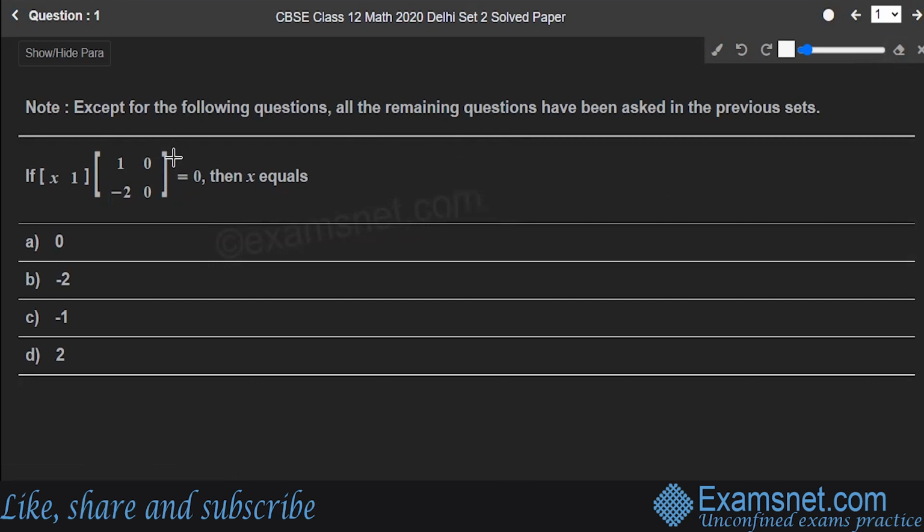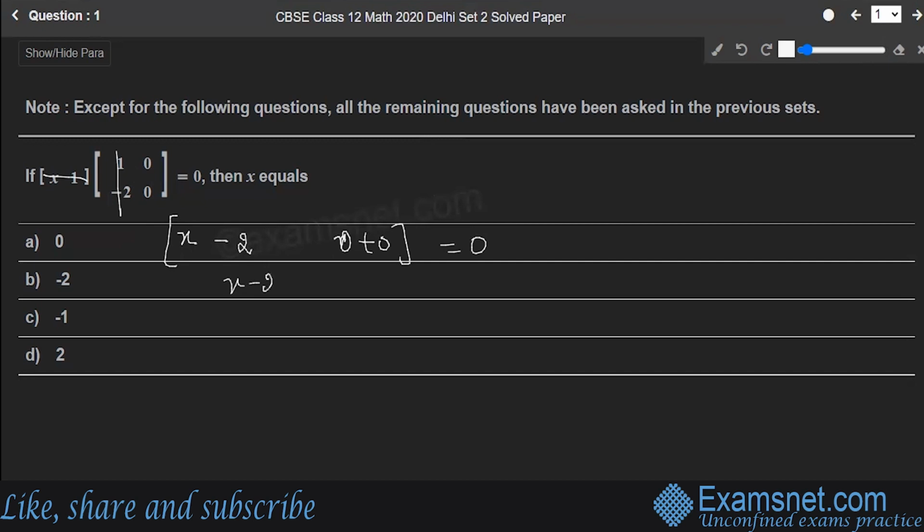Question number 1 for this set 2. If you have the two matrices x, minus 1 and minus 1, 0, minus 2, 0 is equal to 0, then what is the value of x? So simply this is a multiplication of two matrices problem. Very easy one. I hope you know the rule. First row, first column. So it will be equal to x minus 2, right? Then here you have first row, second column. 0 plus 0. This is equal to 0.